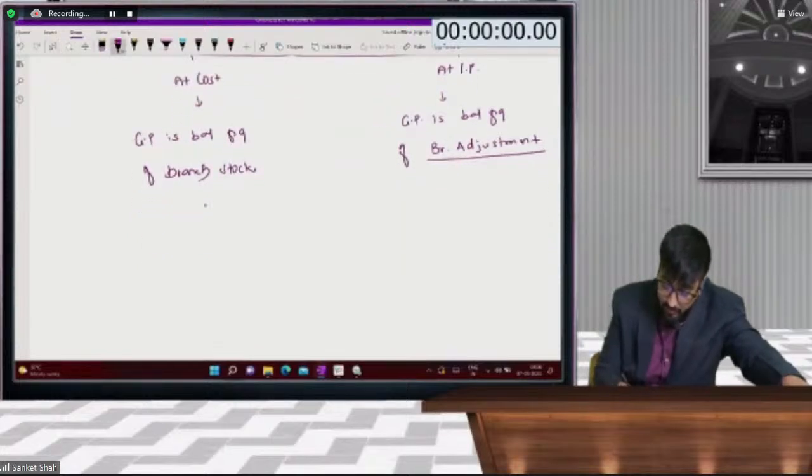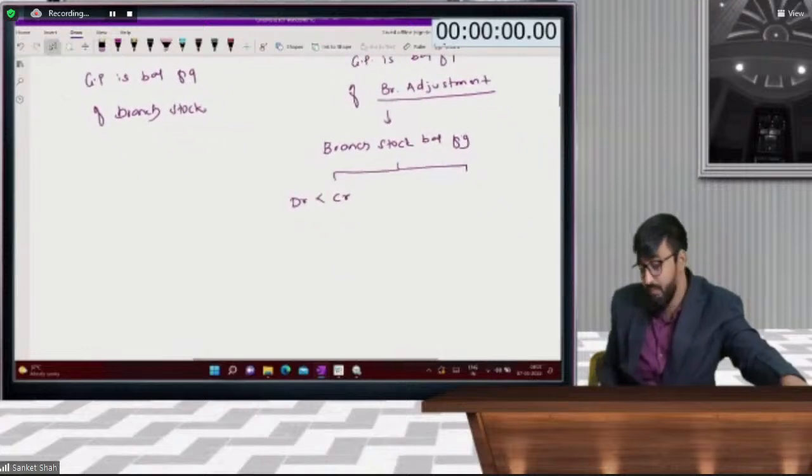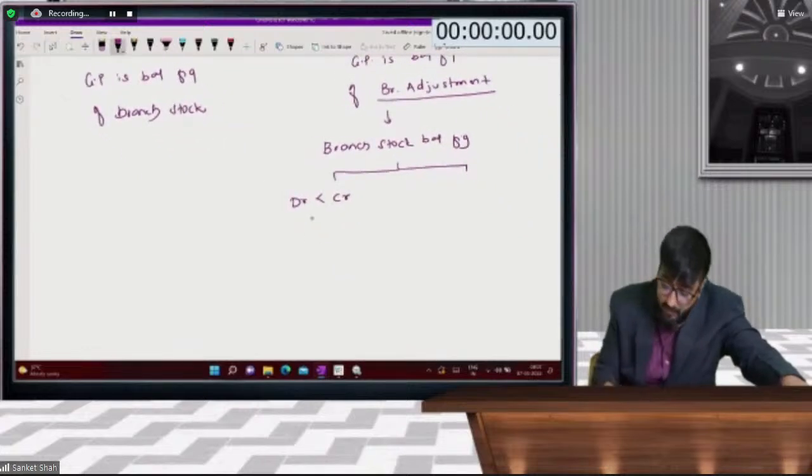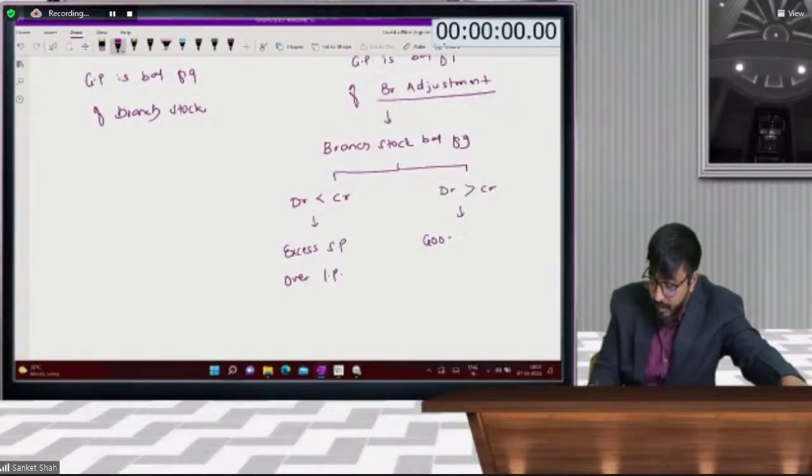And here, in branch stock, the balancing figure, if debit is less than credit, is called excess selling price over invoice price. Now this is very, very important. And if debit is greater than credit, then the balancing figure on the credit side is called goods lost by theft.